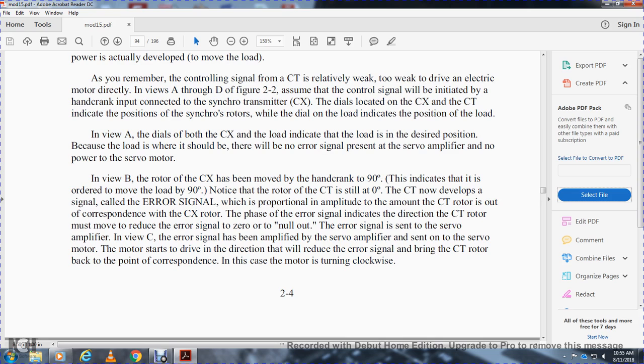Alright, if the rotor of the servo is moved by the hand crank of the control transmitter by 90 degrees, an indicator is ordered to move the load 90 degrees, and the rotor of the control transformer is noticed to be still.